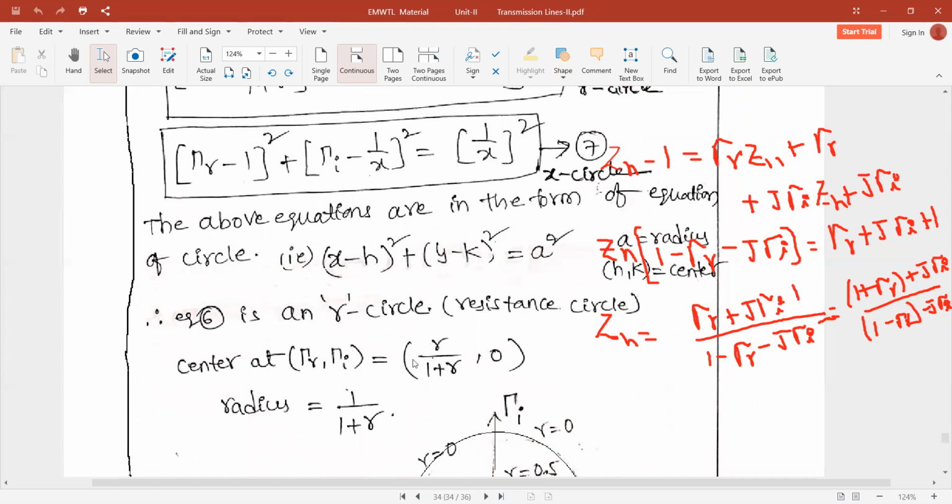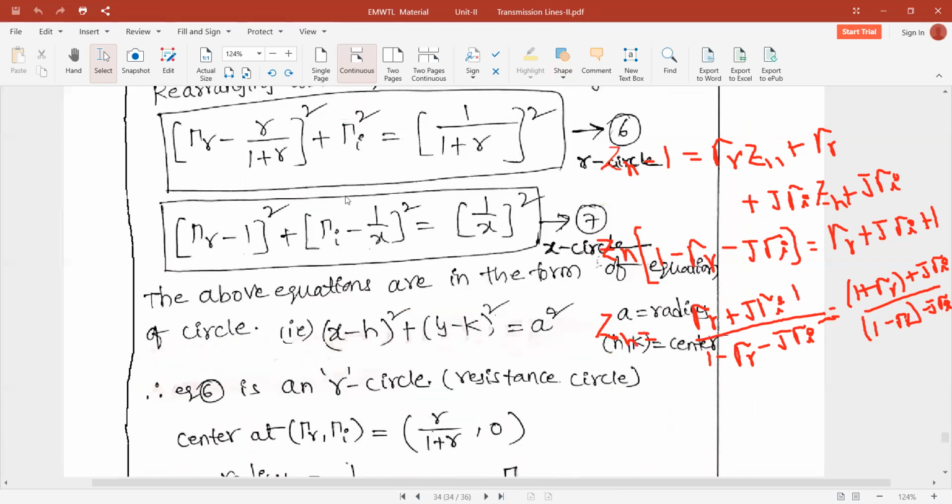And in the R circle also, the resistance circle, what is H and what is K? H is equal to R by 1 plus R and K is equal to 0. Okay, and you have to derive these expressions also, how we get them. Okay, my dear students.